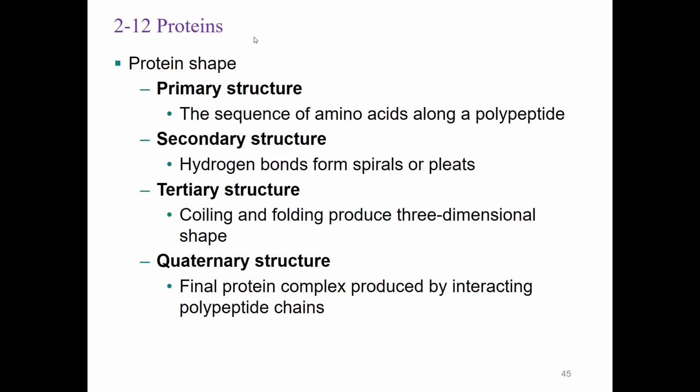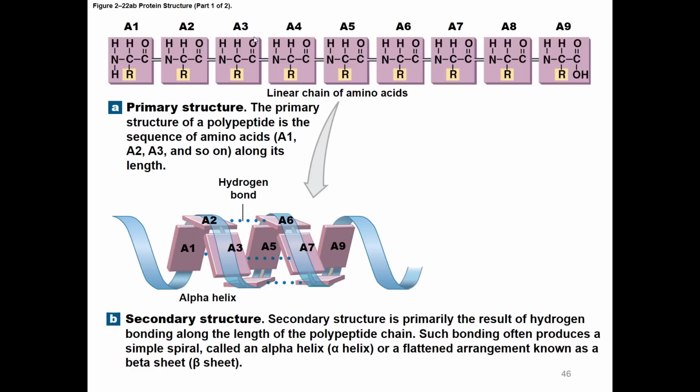So primary shape is the simplest. Primary proteins are a linear, straight chain of amino acids. So this is an example of a primary protein. It's a straight chain of amino acids. So each one of these blocks represents an amino acid, and in between we have a peptide bond. Peptide bonds are what joins amino acids to make the chain. So the long straight chain is again the primary protein.